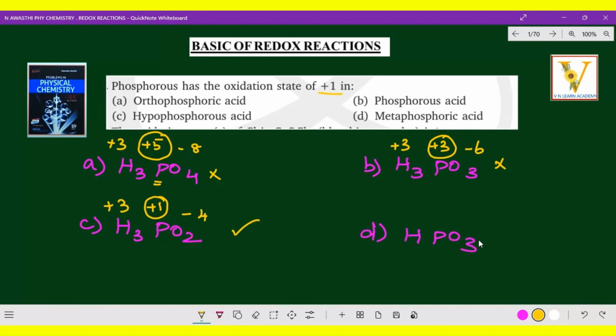Anyway, let us check this also. For HPO3, oxygen is -6 and hydrogen is +1, so phosphorus is +5 oxidation state. I hope you got that idea now. Which is the correct option? Option C is the correct option. So if you know the formula and you know how to deal with the oxidation state formula and solving this type, I hope you got that idea. Come on, let's go to the next question.